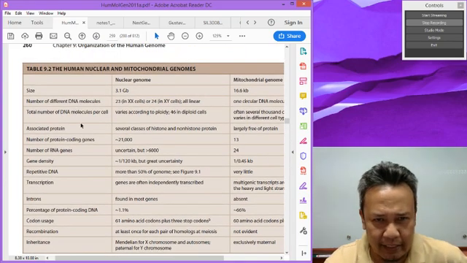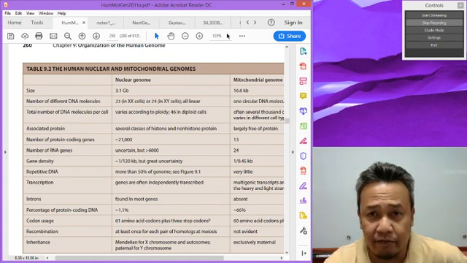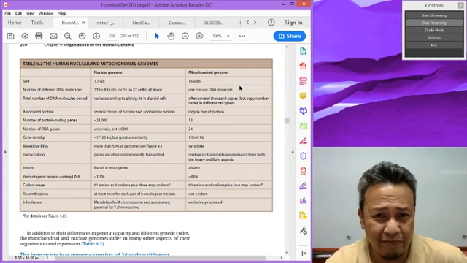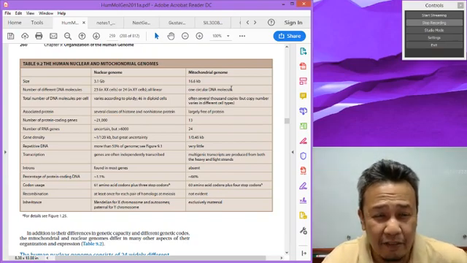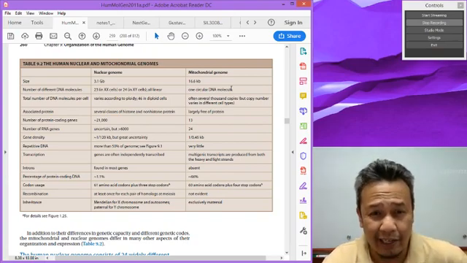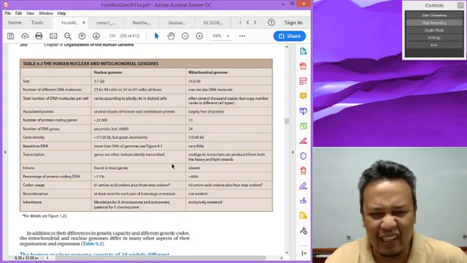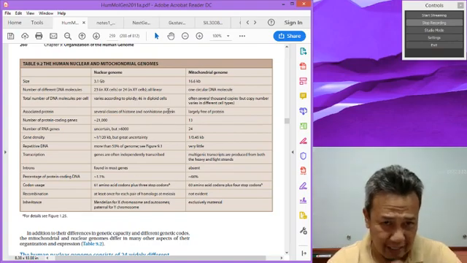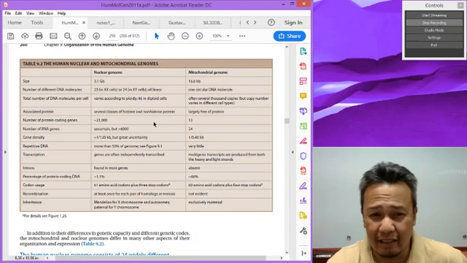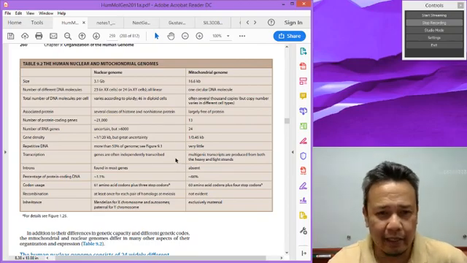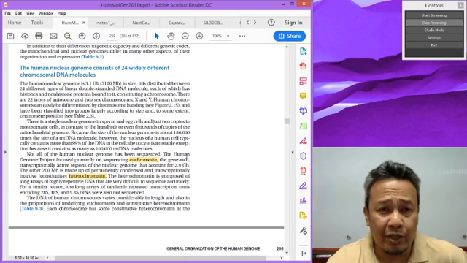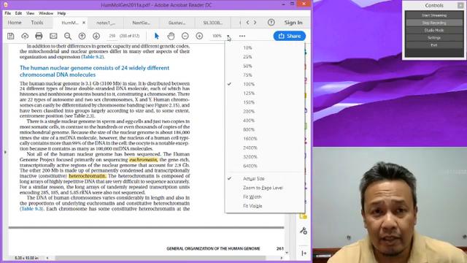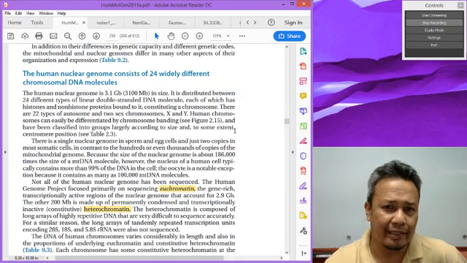Okay, this is the comparative analysis, just looking at the difference between the human nuclear and mitochondrial genomes. These are again just facts, just to show you the sizes, the number of genes, and nothing spectacular to be seen here. And then it goes into talking about the human nuclear genome content.